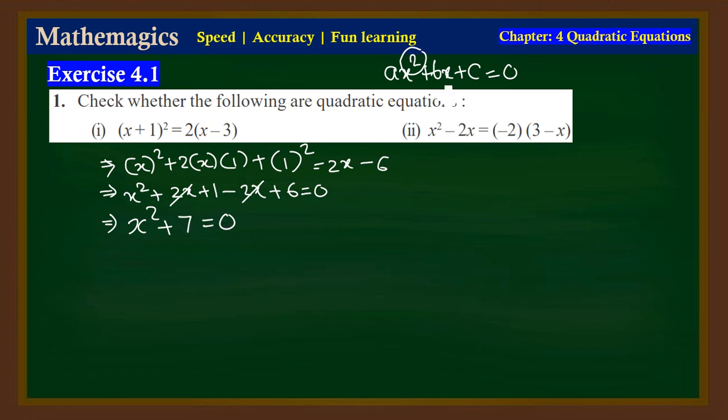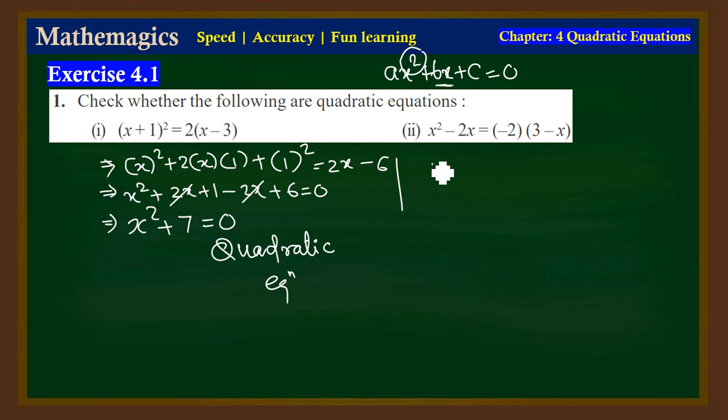Though the bx part is missing, the condition for the quadratic equation is satisfied. That is, the power of x or the degree of the equation should be 2. Here the degree 2 already exists, that is x square. That's why this is a quadratic equation. So dear friends, this is a quadratic equation. Now the second one is also given. So let us try to solve it.